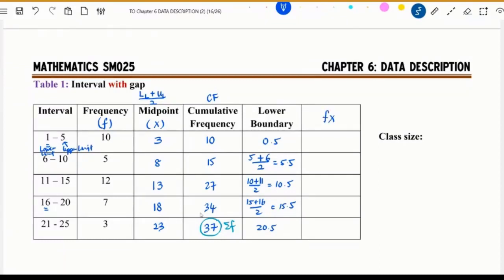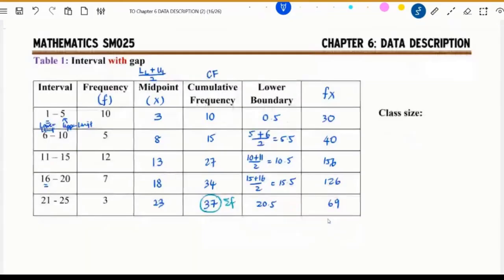Okay, so find the fx, which is you have to times your f with the x. So here we have 10 times 3, we have 30. 5 times 8, we have 40. 12 times 13 will be 156. 7 times 18, we're going to have 126. And then 3 times 23, we have 69. So you have to add up your fx.